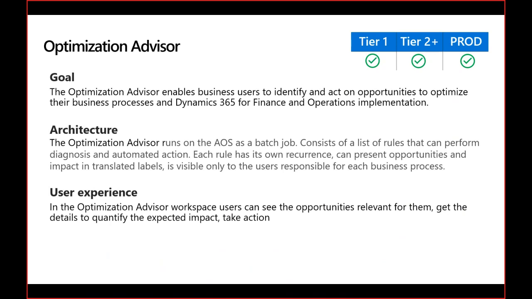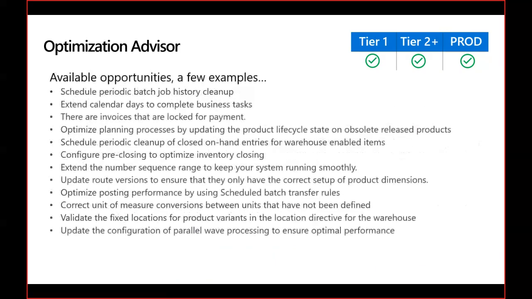Optimization Advisor just runs as a batch job on the AOS. Typically you have a set of rules. We come up with standard rules, and then you can customize and create your own rules. These rules can then run at specific times, do a diagnosis, and you could even have some automated actions out of this. We have a specific workspace in Dynamics 365 Finance and Operations, the Optimization Advisor workspace, where users can see the opportunities that are relevant for them, and then take certain actions.